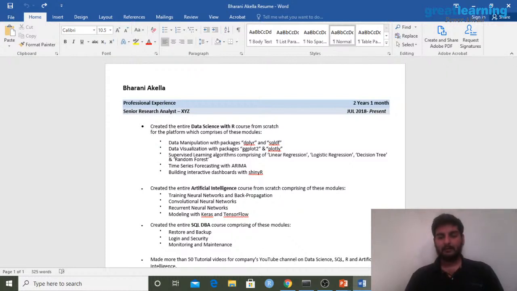Rabia Sheikh is asking, I'm a BCom student, can I join a machine learning course? Absolutely. When it comes to machine learning, you just have to understand that you need to have the will to learn, as simple as that.